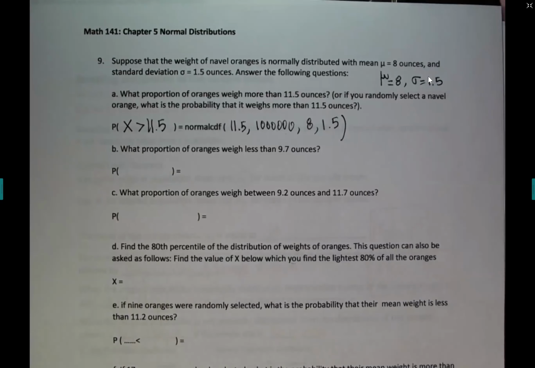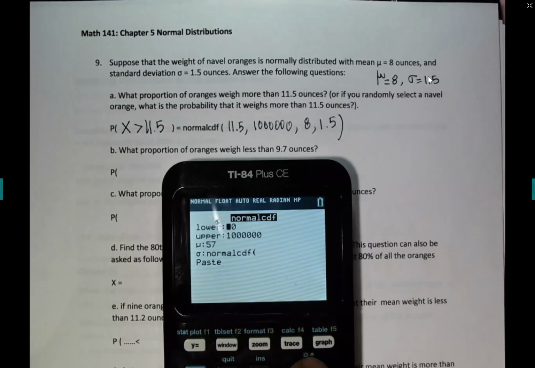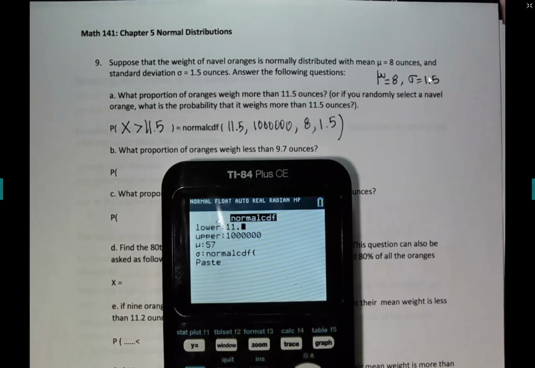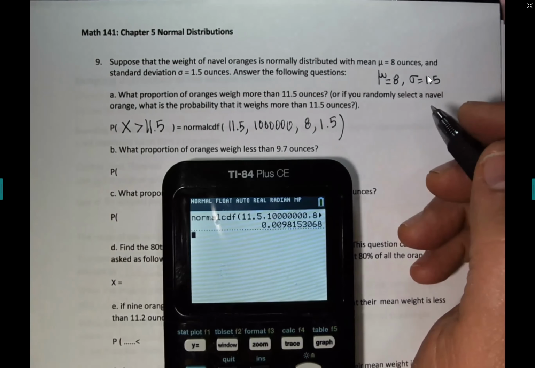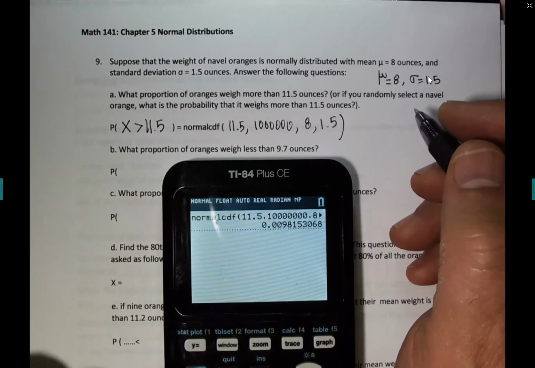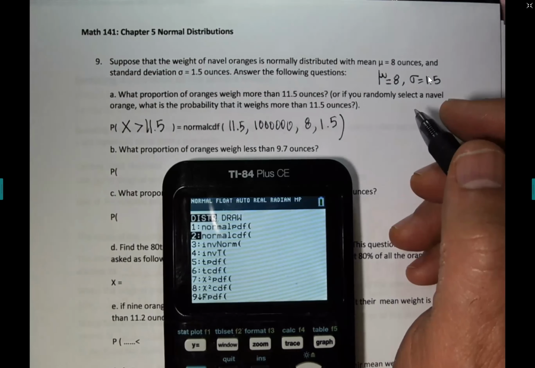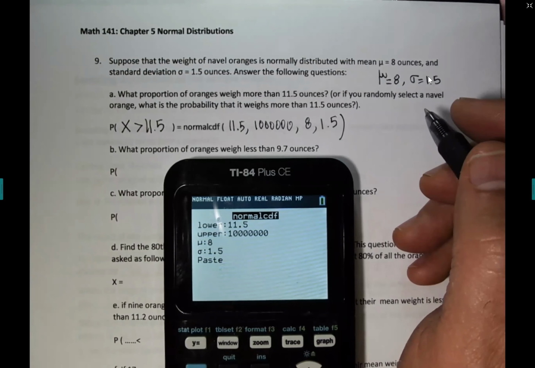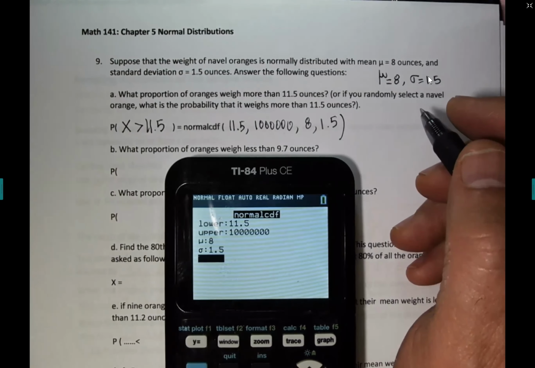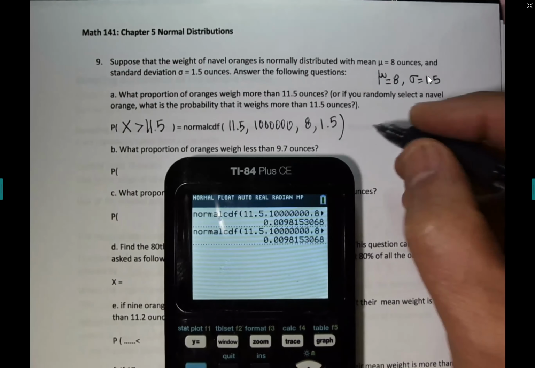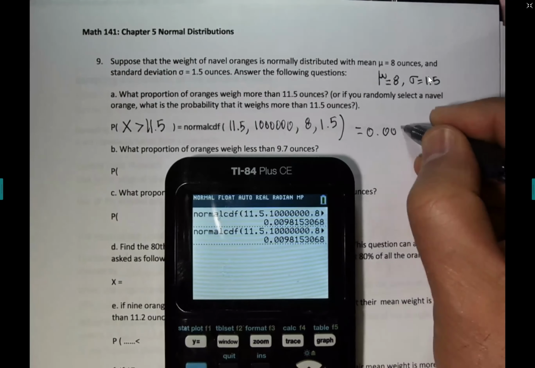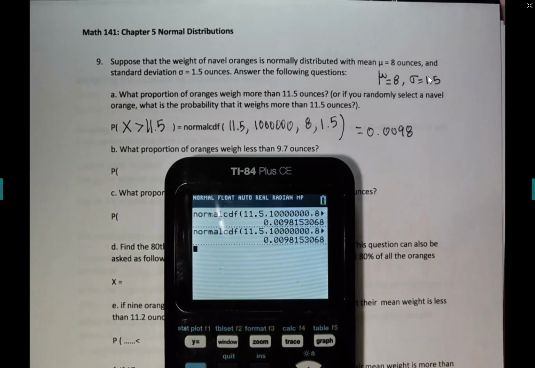Yes, thank you. All right, let's do this, guys. So lower is 11.5. Put a million. Put the mean. Put the standard deviation and paste. Okay, so I got 0.0098. Let me just make sure that I got the correct numbers. Yeah, 11.5, 1,000,000, 8, 1.5. Yeah, just making sure, guys. So 9.8.